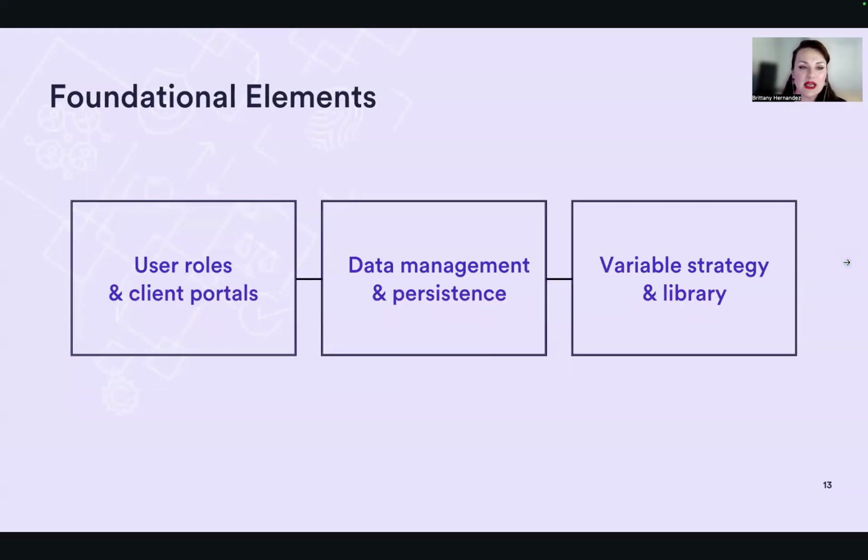Some foundational things we want to keep in mind here have to do with user roles and client portals, which I'll talk about just a little bit, data management and persistence, which we've seen examples of already, and variable strategy and library, or the consistent use of variable names across multiple questionnaires. So when we talk about user roles and client portals, the important thing to note is that there are 4 different user role types that can do different things. The main categories I want you to think about are that there are people who can build questionnaires, and there are people who cannot build them, but they can take them.